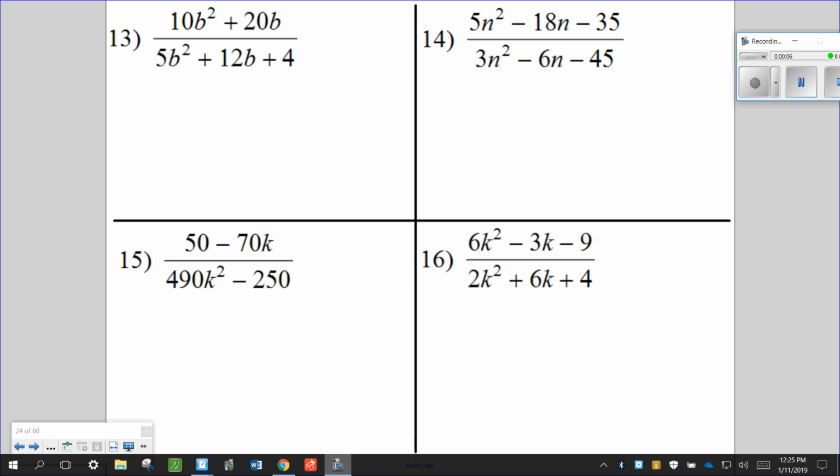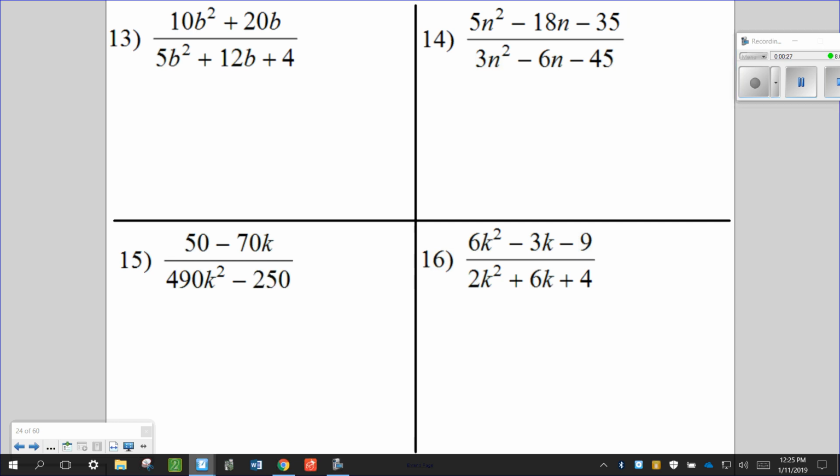Okay, let's do a couple more examples from our simplifying rational expressions worksheet. Let's start with number 14. Anytime you're working one of these, if you have a quadratic in the numerator, the denominator, or both, you're going to want to look at those individually.